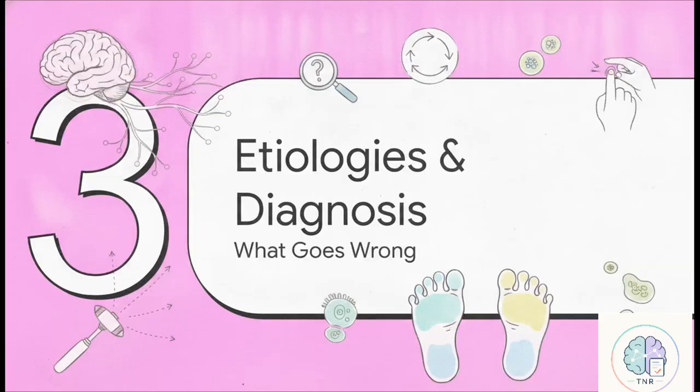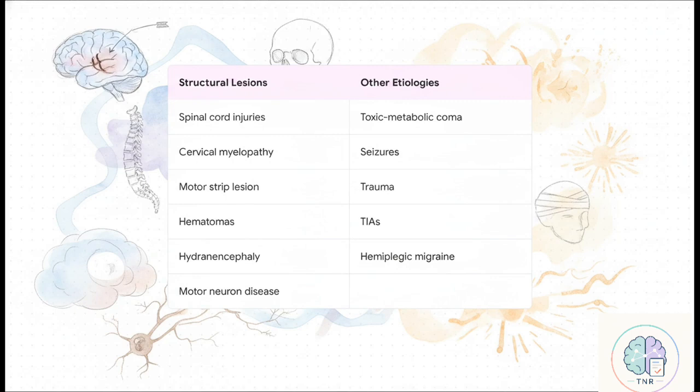Let's jump into Section 3, etiologies and differential diagnosis. Now, lesions that produce a Babinski sign don't always have to be structural or permanent. They can totally be functional and completely reversible. Look at the structural side. You've got spinal cord injuries, cervical myelopathy, hematomas, or internal capsule lesions from strokes or tumors. But check out that other column. You've got reversible causes like toxic metabolic comas, the post-ictal state right after a seizure, TIAs, and even hemiplegic migraines. And yeah, progressive motor neuron diseases like ALS are major culprits here too.